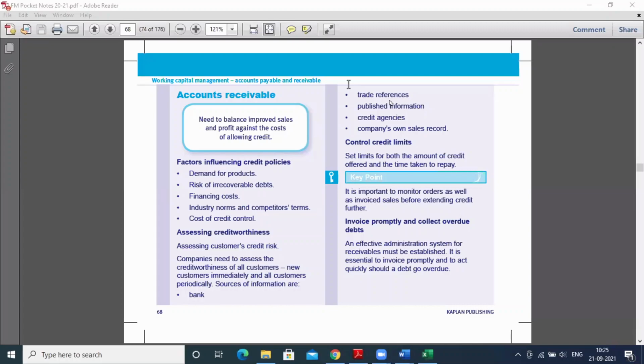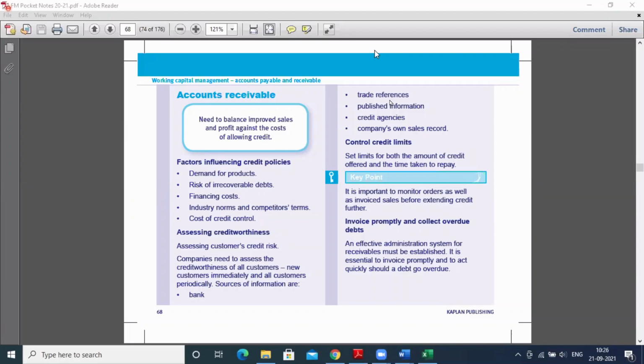So the control credit limits set limits for both the amount of credit offered and time taken to repay. So the credit department needs to make the credit limits. It means how much credit can be given to a customer and how much period can be given. Whether 30 days. See, most of the companies will go with a differential credit scheme. Differential credit scheme means as per the credit profile of the customer, they will be deciding the amount of credit to be given and even the credit period. Whether the credit period should be 30 days or 40 days, it completely depends upon the credit profile of the customer.